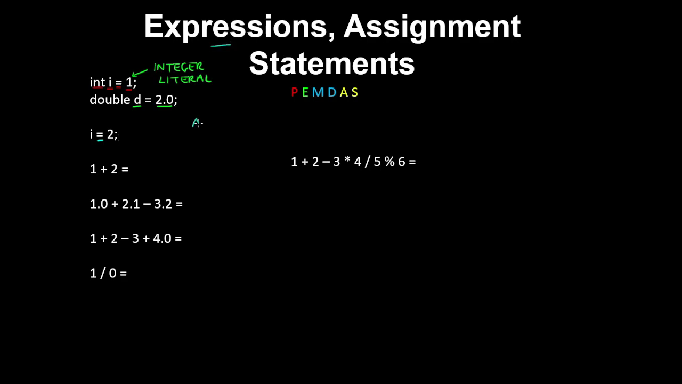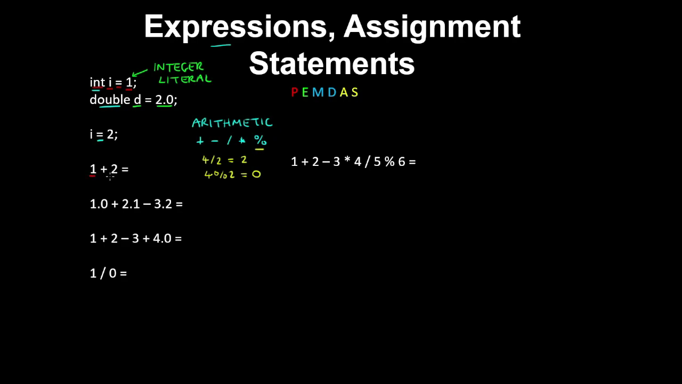Now arithmetic expressions include expressions with an integer data type or a double data type. And the arithmetic operators are plus, minus, divide, multiply, and modulo. So you're probably familiar with the first four, but the modulo basically gives the remainder. So for example, 4 divided by 2 gives the whole part of 2, and 4 modulo 2 gives the remainder of 0.